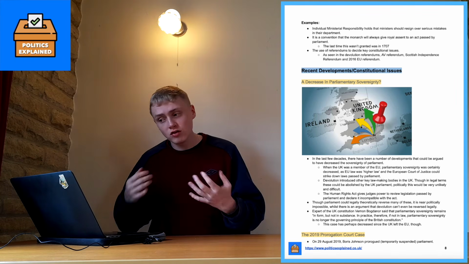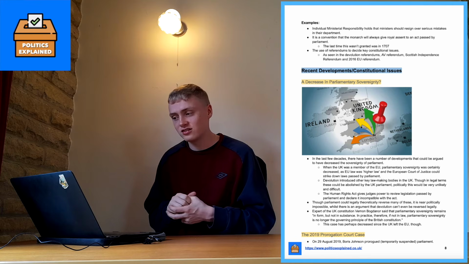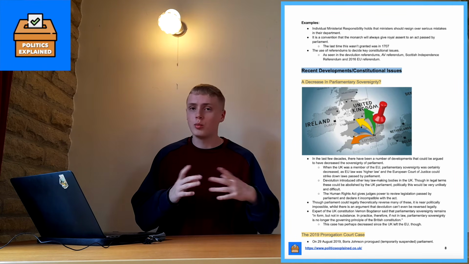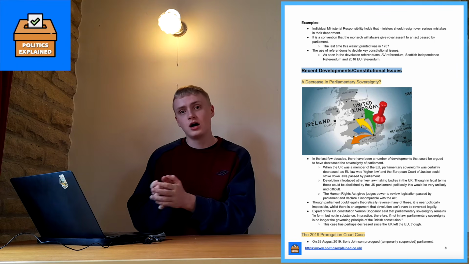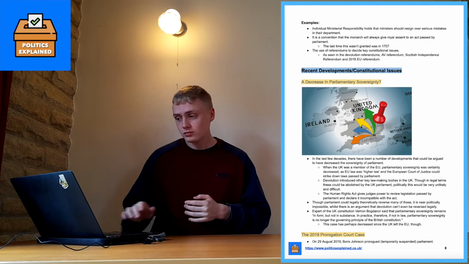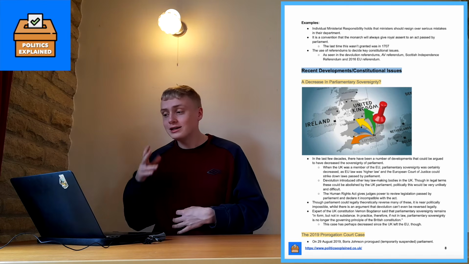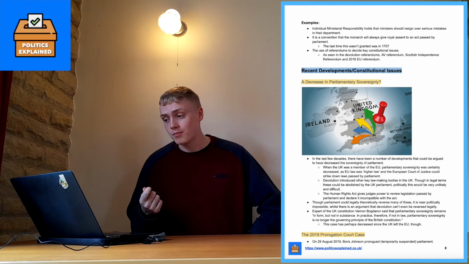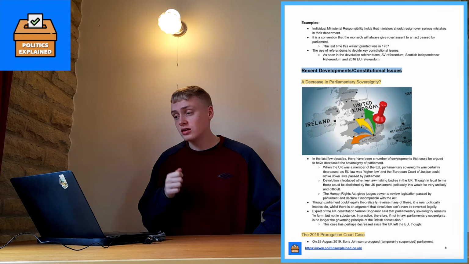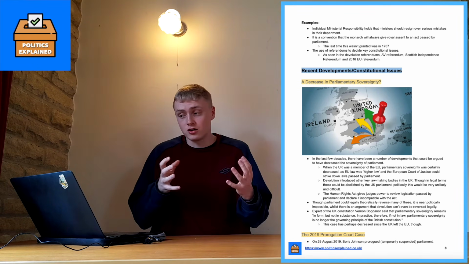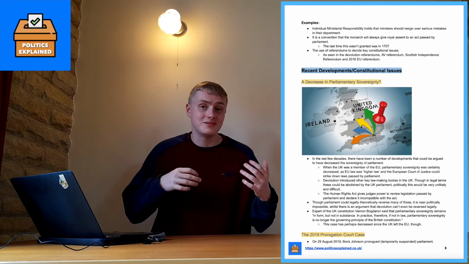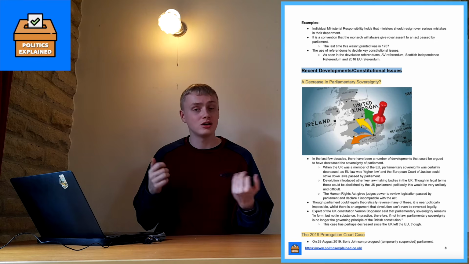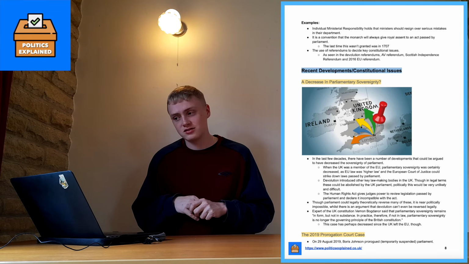And then also the Human Rights Act gives judges the power to review legislation passed by Parliament and declare it incompatible with the Act. We'll look at that in a lot more detail in the Supreme Court video and in the Rights Context video. Though Parliament could legally and theoretically reverse many of these, it's near politically impossible. And there's also an argument that devolution can't even be reversed legally. Therefore, it can be argued that the sovereignty of Parliament has really decreased in recent decades.